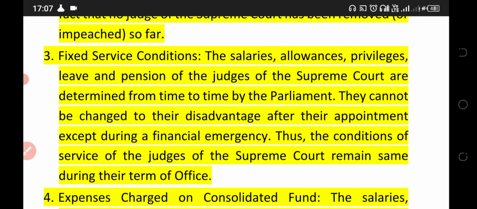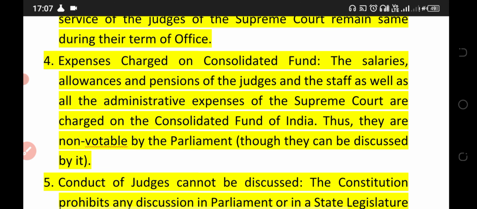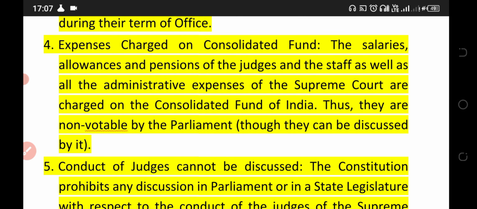Fixed service conditions. The salaries, allowances, privileges, leave and pension of the judges of the Supreme Court are determined from time to time by the Parliament. They cannot be changed to their disadvantage after their appointment except during a financial emergency. Thus, the conditions of service of the judges of the Supreme Court remain the same during their term of office.